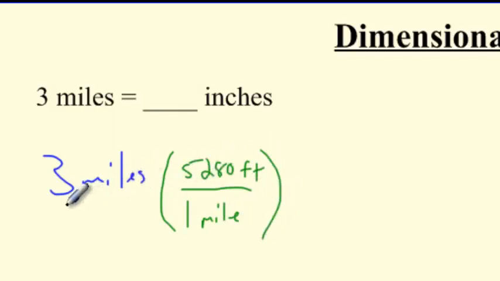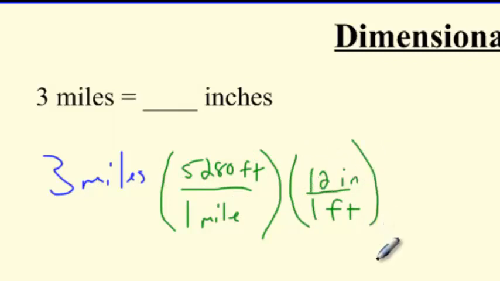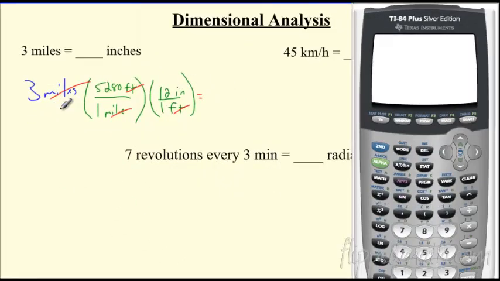Miles is technically on top, that's like 3/1. Miles is on bottom, feet is on top, so feet will be on bottom here. 1 foot is what? It is 12 inches. So the whole idea of this when we're done is the miles cancel the miles, the feet cancel the feet, and I've magically turned this into inches. When I multiply it all out, it's really nice. You just multiply across the top, divide anything that's on the bottom. So this is really just 3 times 5,280 times 12. That's going to get me my inches, and it's a lot of inches.